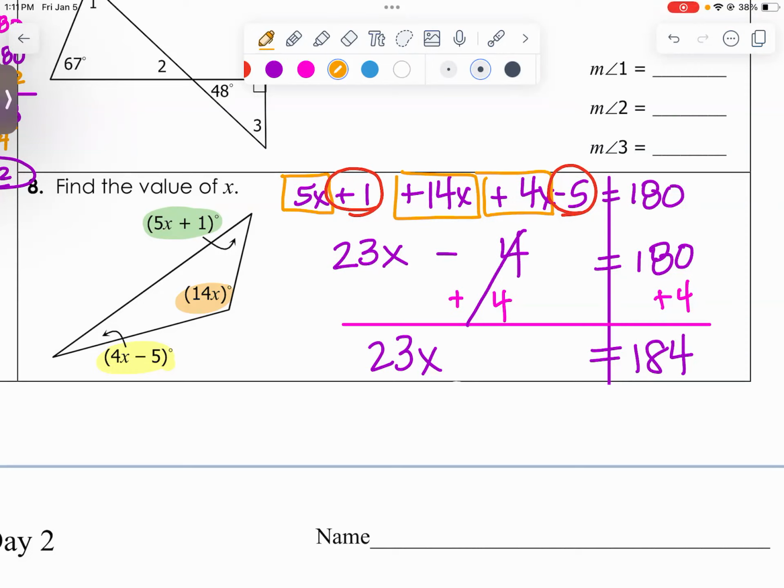Austin, I think he just mumbled, we have to divide. Lainey, how do you feel about that? Cash, why are we dividing? I'm going to have you try that again. So we're at multiplication. Okay, 23 is being multiplied to x. So to undo it, we're going to divide by 23. So x equals 8.